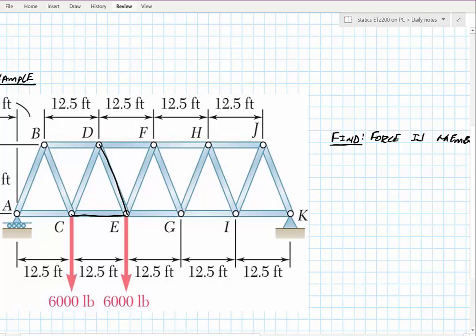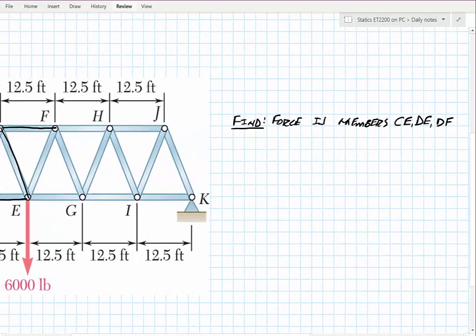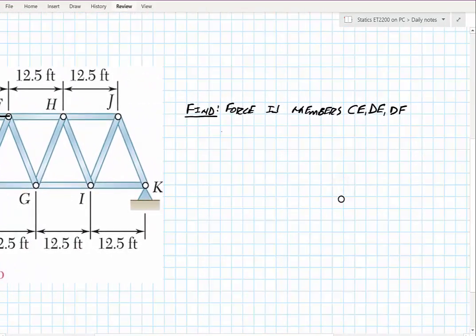So the method of joints would work. You'd have to do joint A, and then you'd have to go up and probably do joint B, and then joint C, and then joint D. But it'd be a lot more work. So let's start with finding our external reactions for this structure.